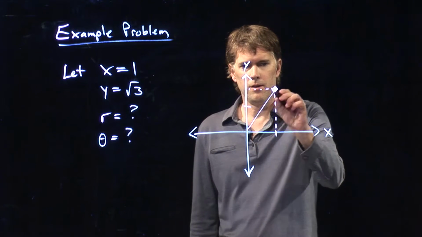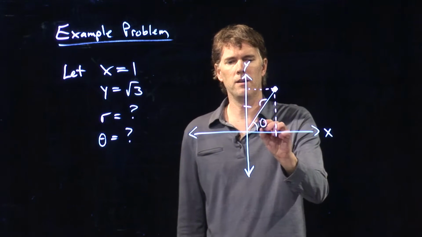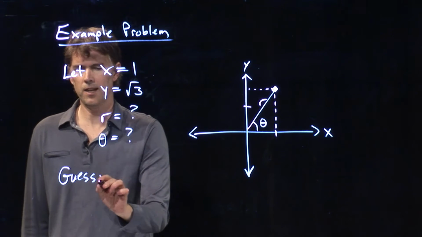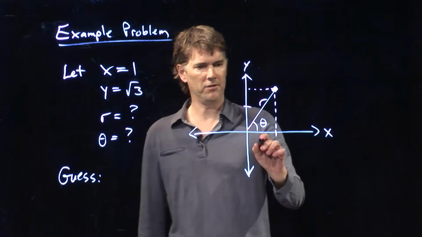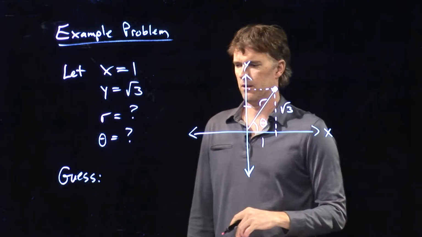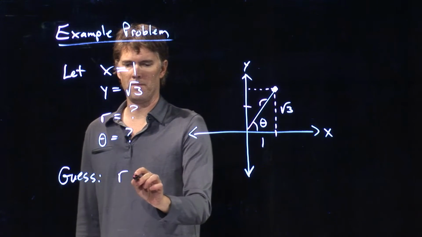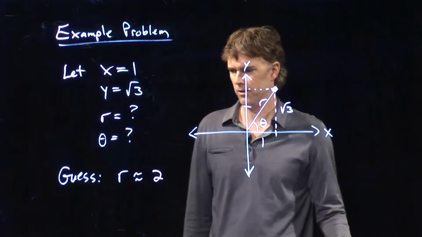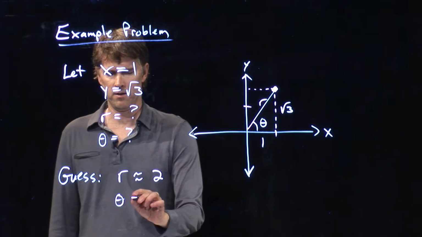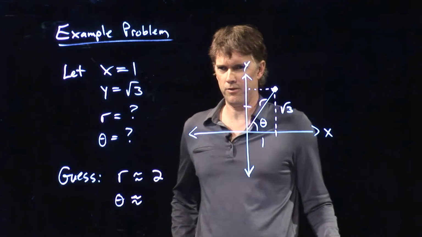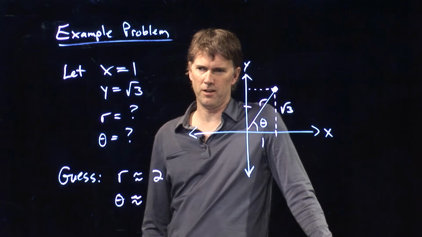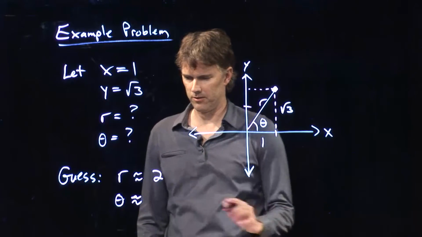So r is going to be that. Theta is going to be that. And let's just take a guess based on this picture. If this side is 1 and that's root 3, how big do you think that r should be? Yeah, 2. Okay, 2. Sounds like a good one. What about theta? What's our guess for theta? Somebody else have a guess for theta? Yeah, what's your guess for theta? 60 degrees. 60 degrees. Okay.